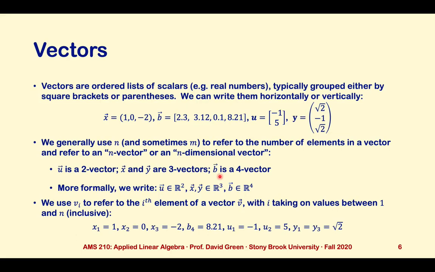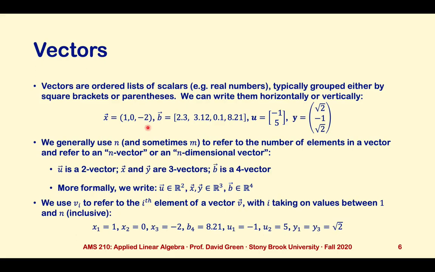One of the essential characteristics of vectors is that the order matters. If we rearrange the order of these elements, we have a different vector. The way we refer to a specific element is generally by using a subscript notation. So if we have a vector v, we refer to the ith element, the first, second, third element, or so on, with the notation v subscript i.